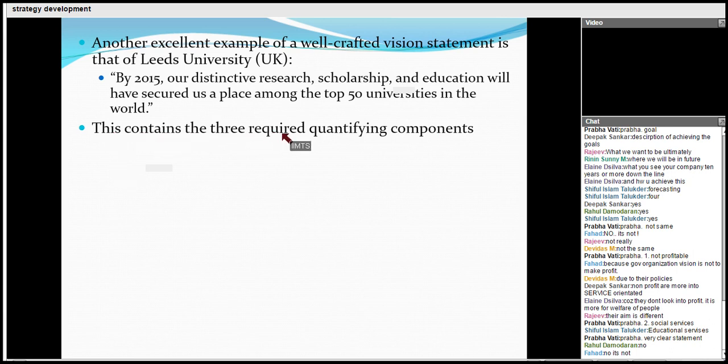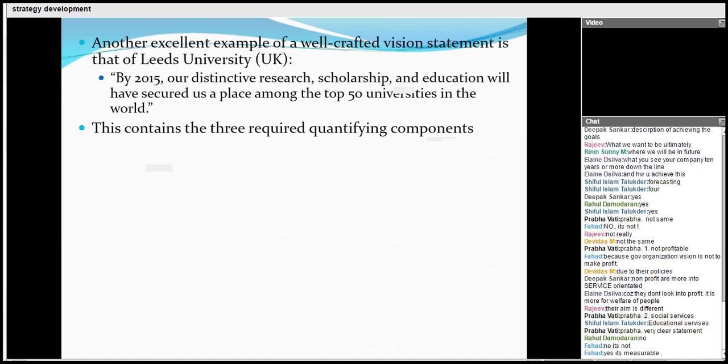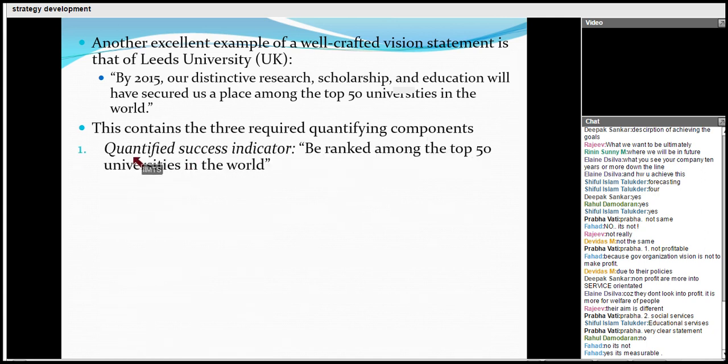This contains the three required quantifying components. And what are they? The first is the quantified success indicator. What does it say? Be ranked among the top 50 universities in the world. Again, this is the success indicator. If they are not ranked among the top 50 universities, then they have failed.